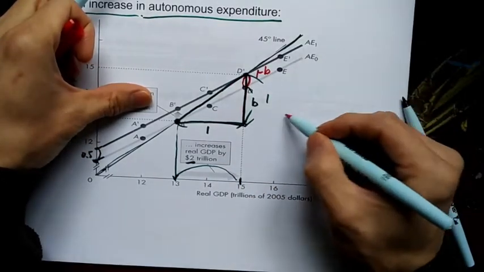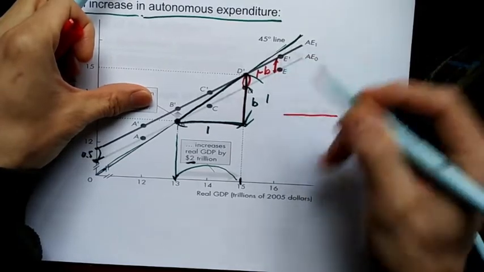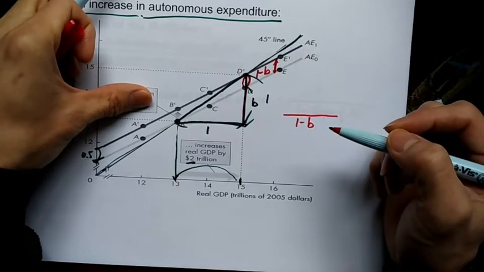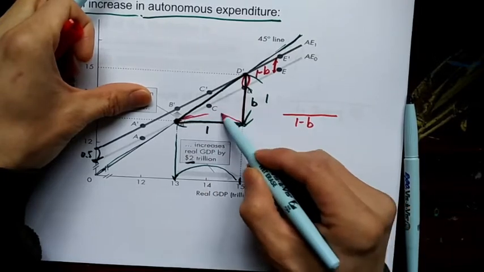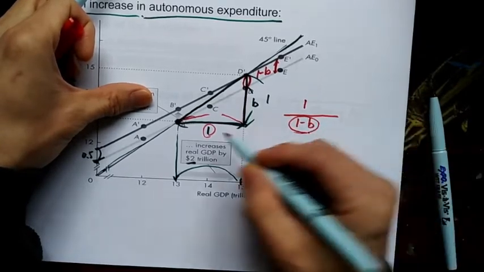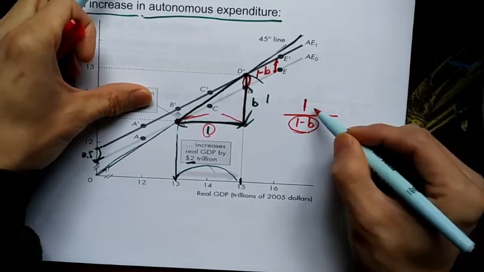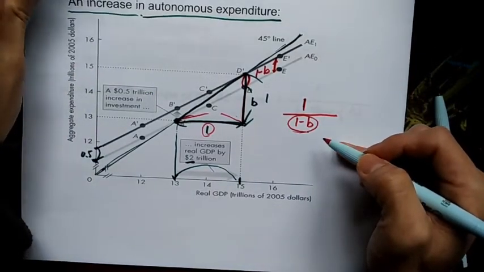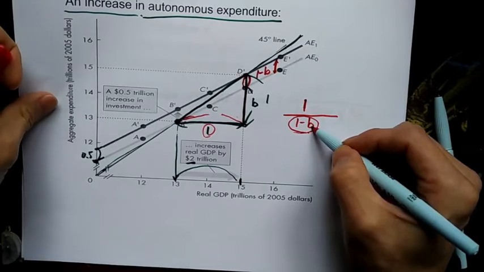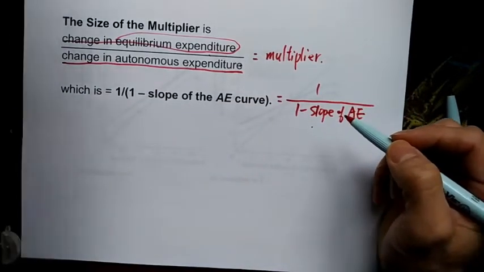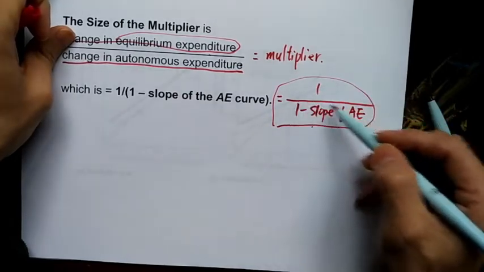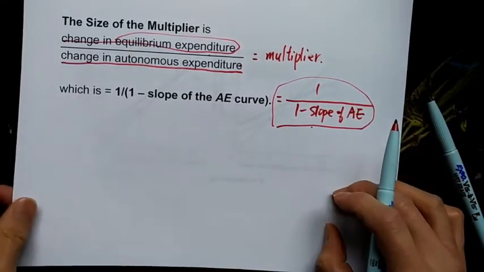Okay, now here, how much is the increase in autonomous expenditure? The answer is 1 minus B, right? How much is the total increase in equilibrium income? The answer is from here to here, which we defined as 1. So when your autonomous expenditure increases by 1 minus B, the equilibrium income increases by 1. That is your multiplier. Did you see that? And what is B? B is the slope of the aggregate expenditure function. I just proved this. So the multiplier is 1 over 1 minus the slope of the aggregate expenditure function.